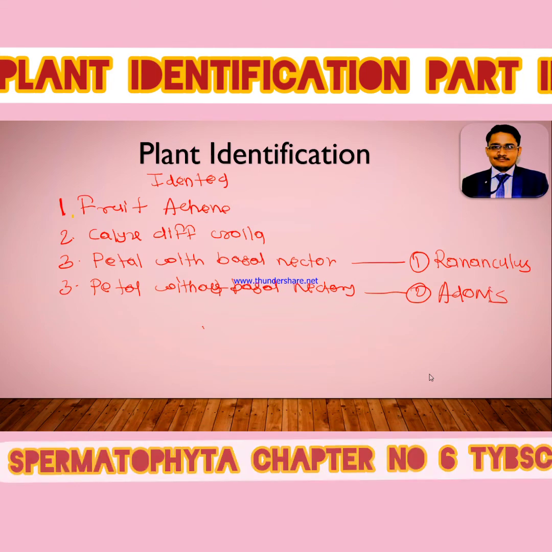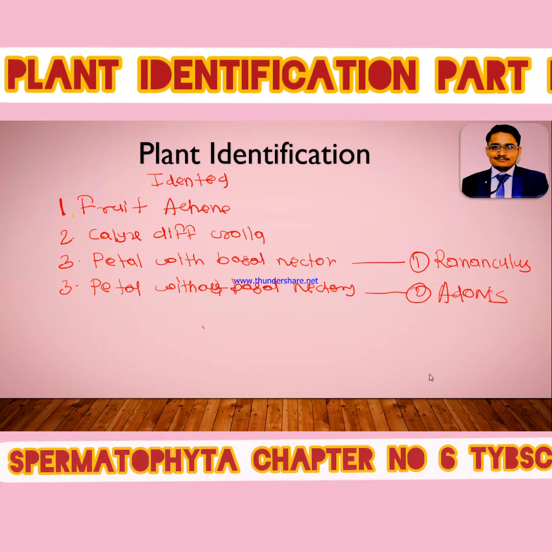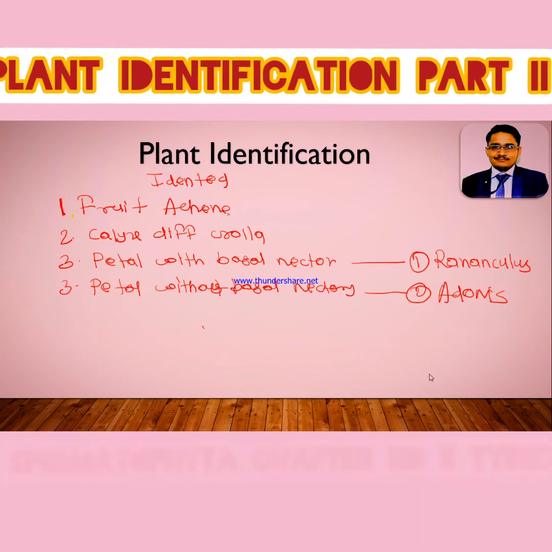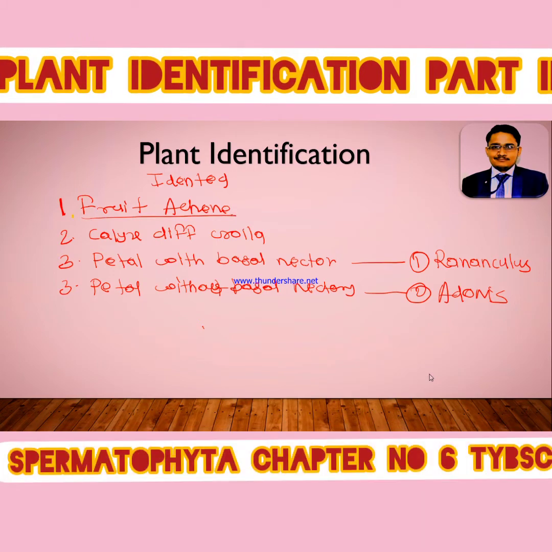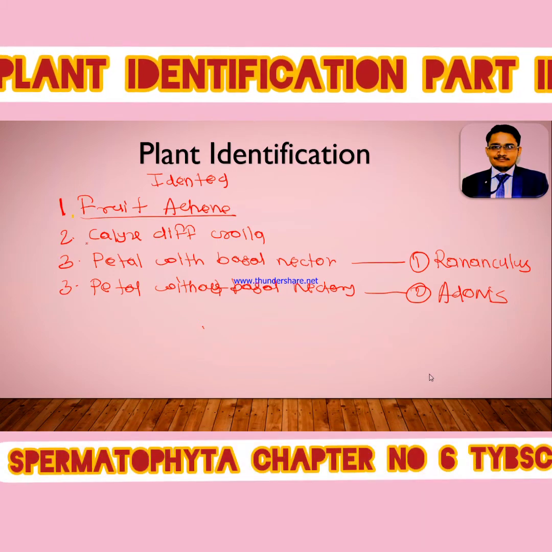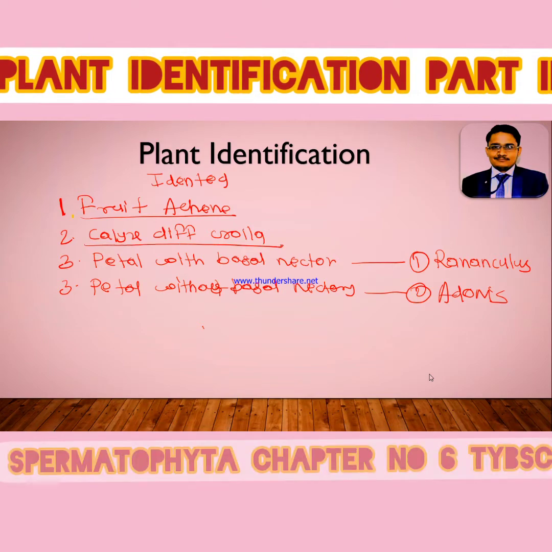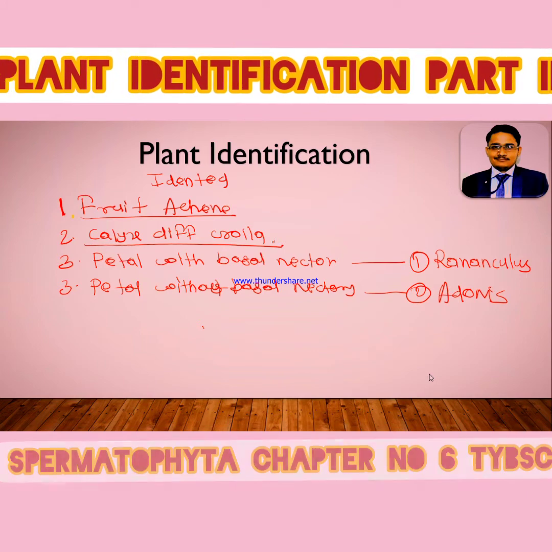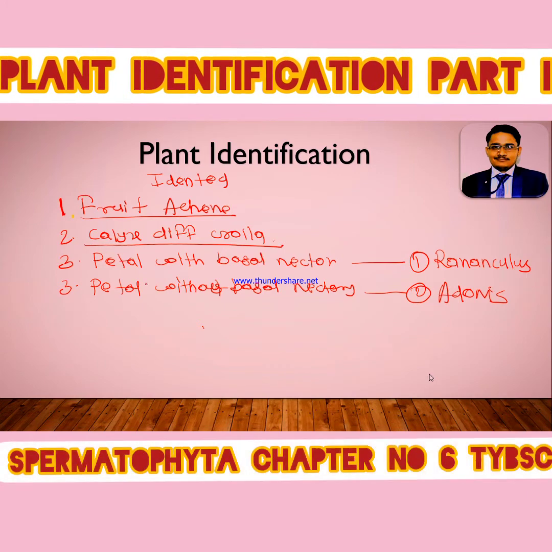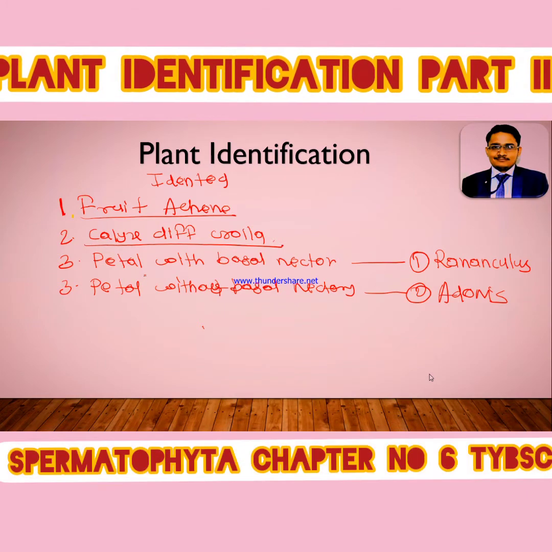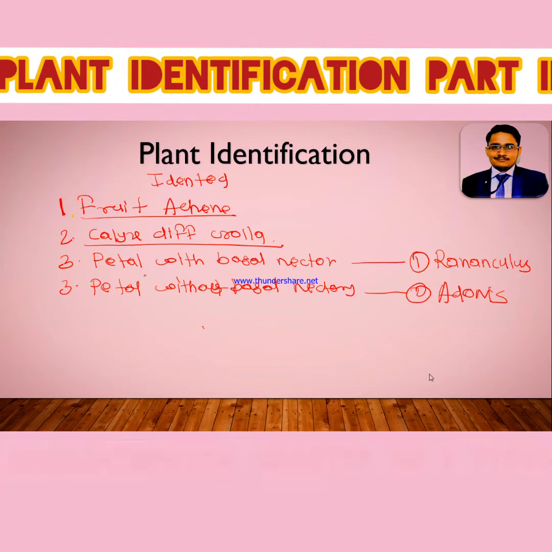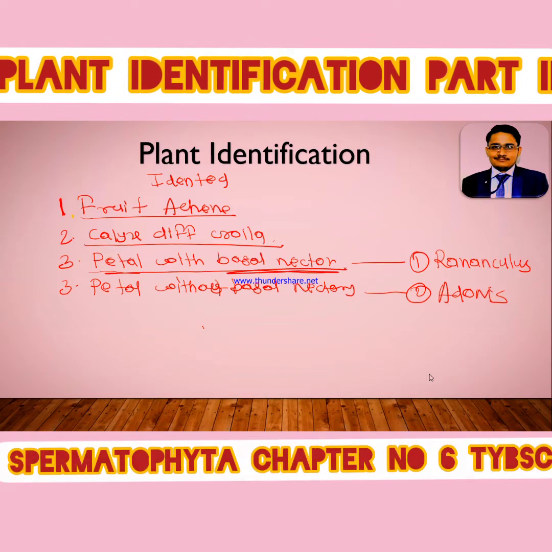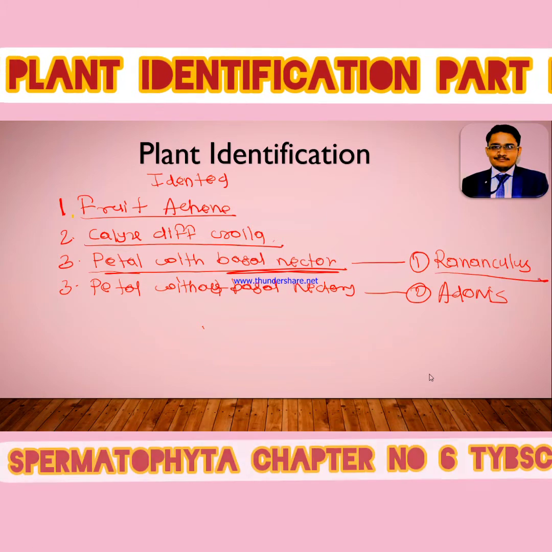That is given: if the first character is present in our plant, that is, the fruit is an achene, go to character number 2, that is, the calyx is differentiated from the corolla. If the second character is also present, go to character number 3. Here the species are separated. First, if a nectary is present at the base of the petal, that species is Ranunculus.